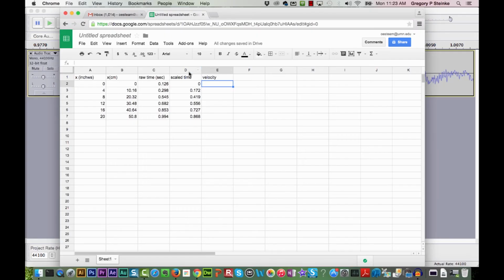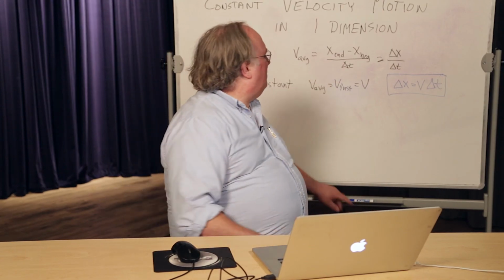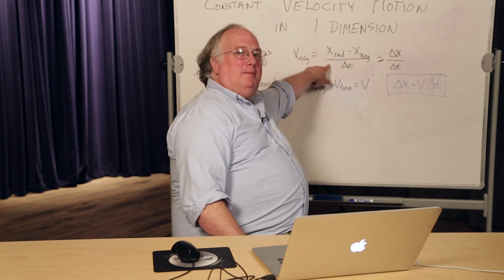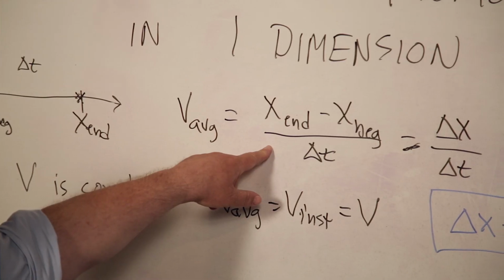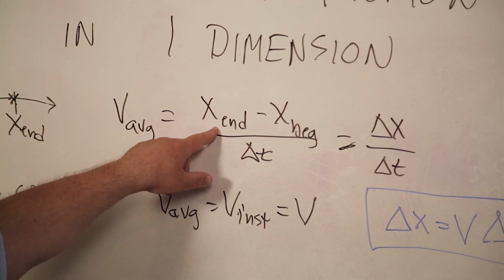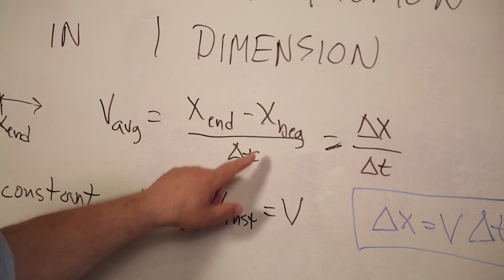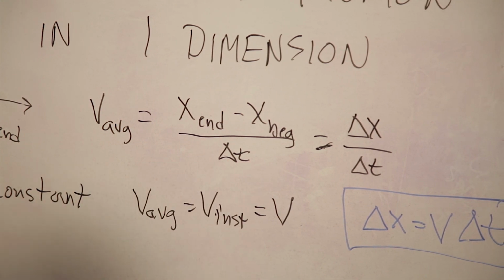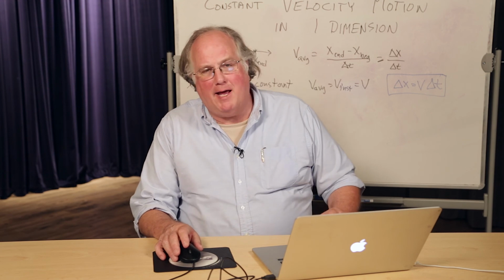Okay, at this point we have all our data on this spreadsheet. We've got the locations, we've got the times. The thing to do now is to calculate the velocity from this. And to do that, we go back to the formula we had at the beginning of this lab. For each one of these sections, we look at the x at the end minus the x at the beginning, and we divide by the amount of time that took. And we can get the spreadsheet thing to do this automatically.